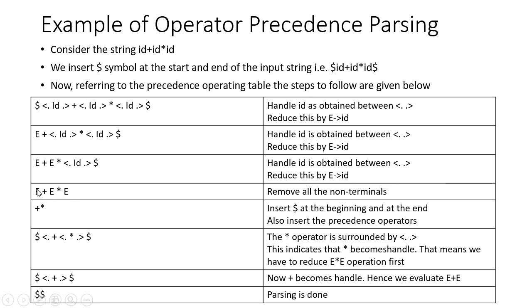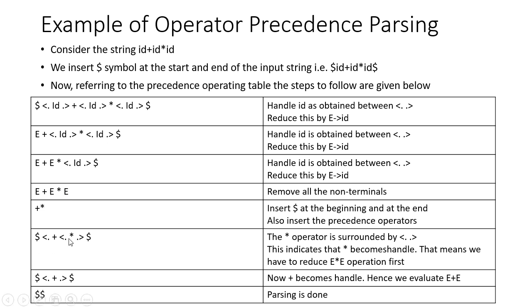Now you take out the non-terminals and write only the operators plus and asterisk. Again repeat the same process, add a dollar in the beginning, add a dollar at the end. Again we rewrite it as dollar has less precedence than plus, plus has less precedence than asterisk, asterisk has more precedence than the dollar. If you look at this again, you can see the opening angle bracket here and the closing bracket here, so asterisk has to be done first. That means we have to do E into E first.